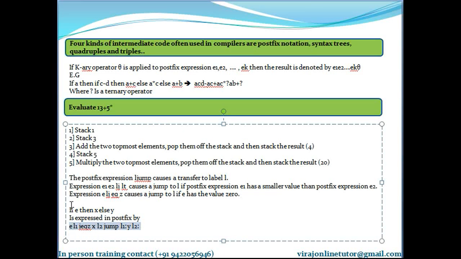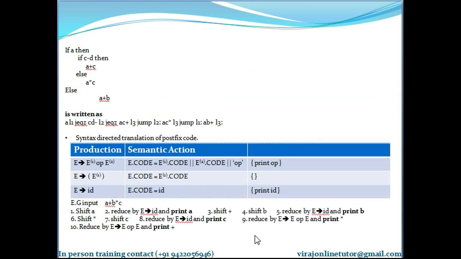Here I have shown how to convert this particular expression into postfix. What do we do here? If E is equal to 0, you have to go to Y, right? So if E is equal to 0, jump to L1, and at L1 I define Y. Otherwise, go to X, evaluate X, and after X jump to L2. That means L2 is outside this if else. There is one more example that I have given.